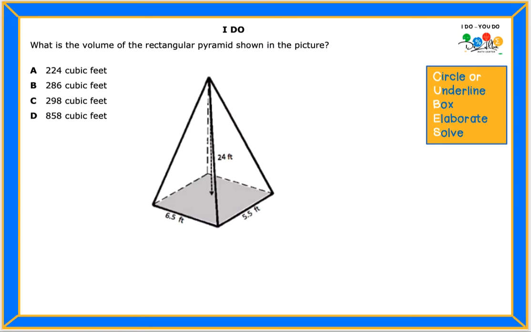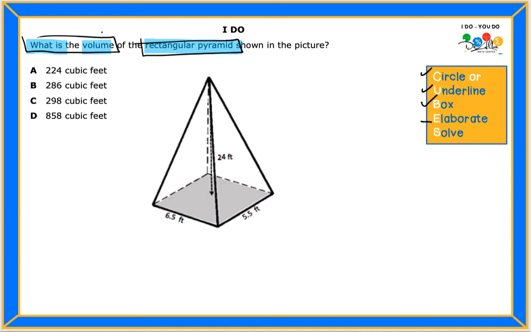What is the volume of the rectangular pyramid shown in the picture? We're going to identify important information, including math vocabulary, numbers, and the question. They're asking for the volume, and they tell you what shape you're working with: a rectangular pyramid. I'm going to box the question, what is the volume of the rectangular pyramid? I circled or underlined important information including vocabulary. We boxed the question. Now we have to elaborate.